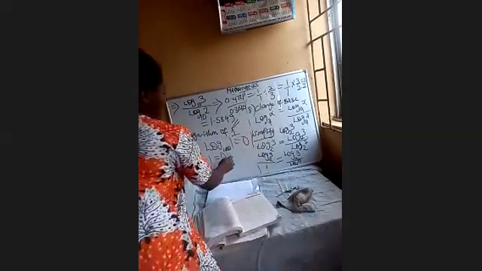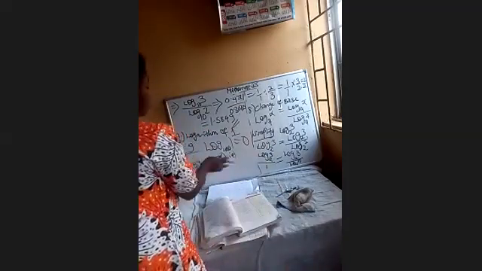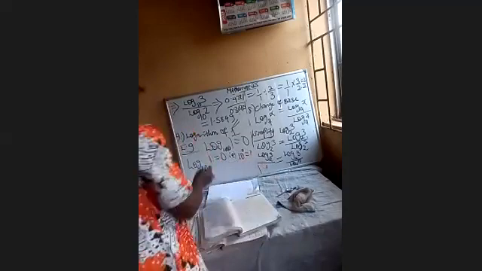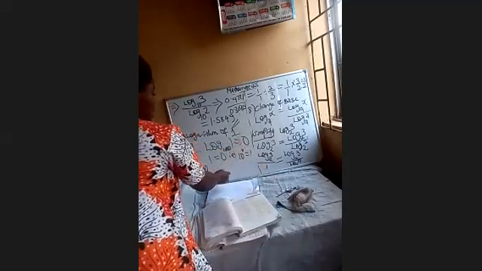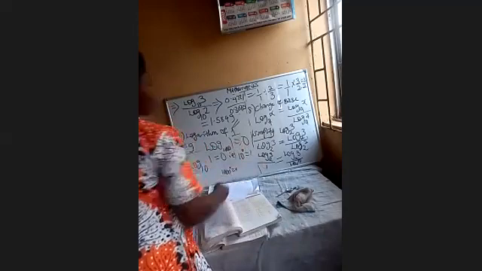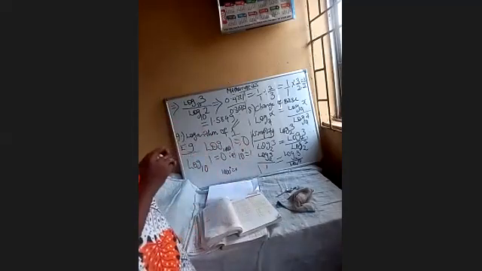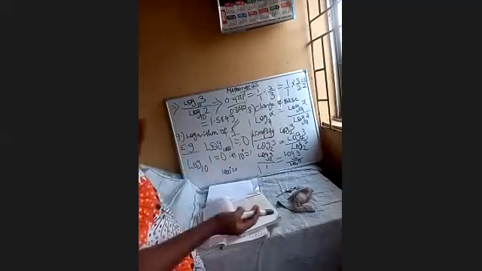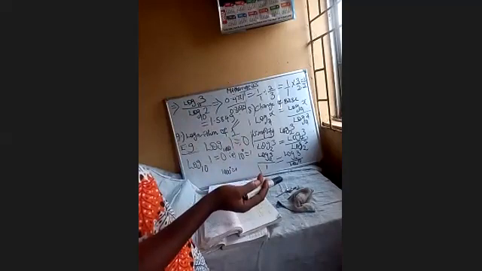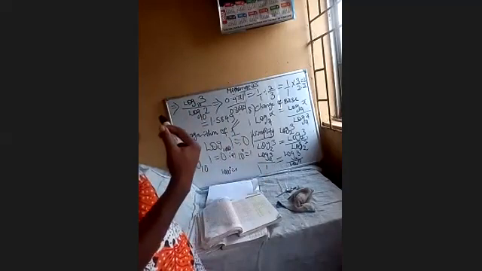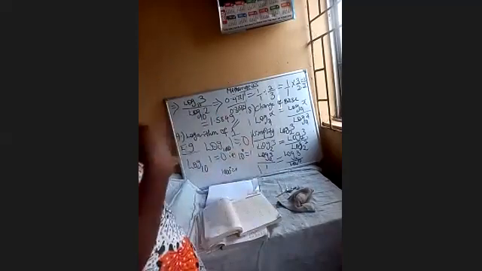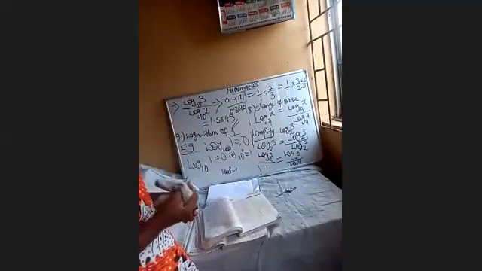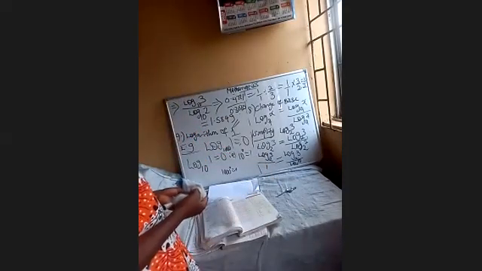Because if you transform this to indices, we have 10 raised to the power of 0 is equal to 1. If we also transform this to indices, we have 1000 raised to the power of 0 is 1. You know, logarithm is just like the opposite of indices. And in indices, we said anything raised to the power of 0 is 1. So in logarithm, logarithm of 1 to any base is 0. Do you understand? Yes, ma'am.